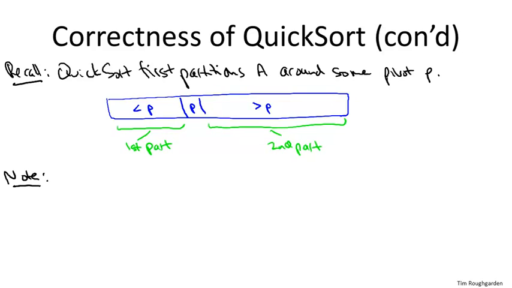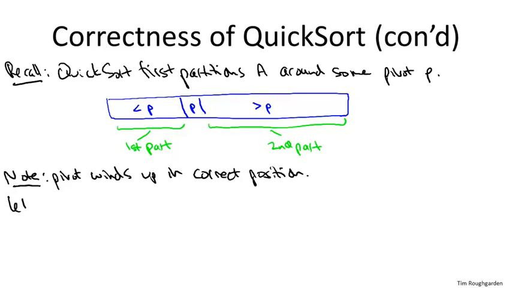Let's call the stuff less than the pivot the first part of the partitioned array, and the stuff bigger than the pivot the second part of the partitioned array. And recall our observation from the overview video that the pivot winds up in its correct position. Where is any element supposed to be in the final sorted array? It's supposed to be to the right of everything less than it and to the left of everything bigger than it. And that's exactly where the partitioning subroutine deposits the pivot element P.